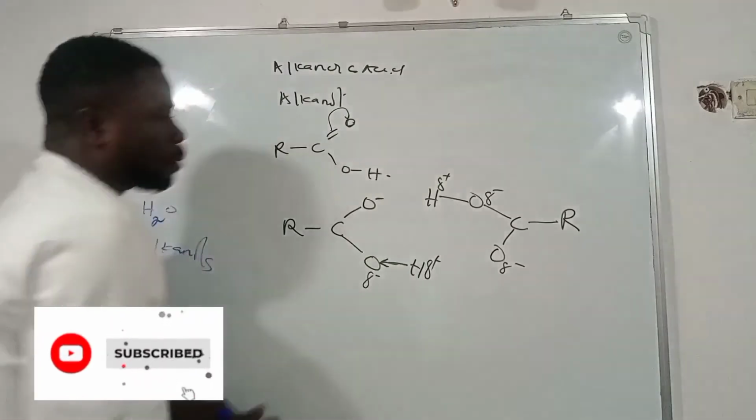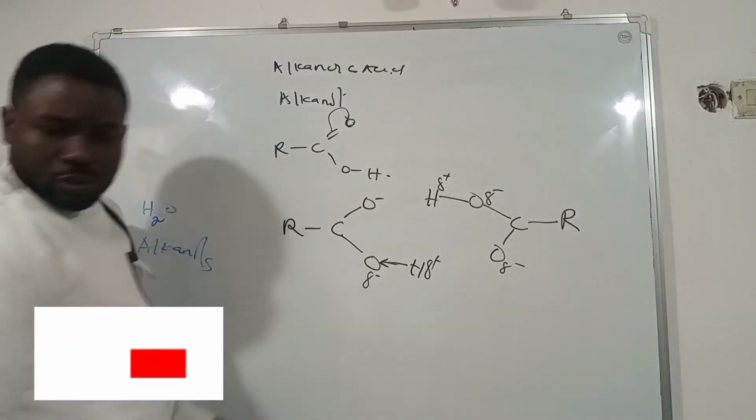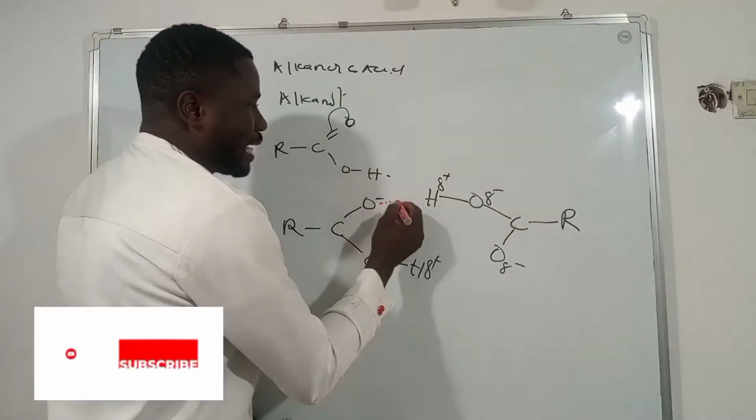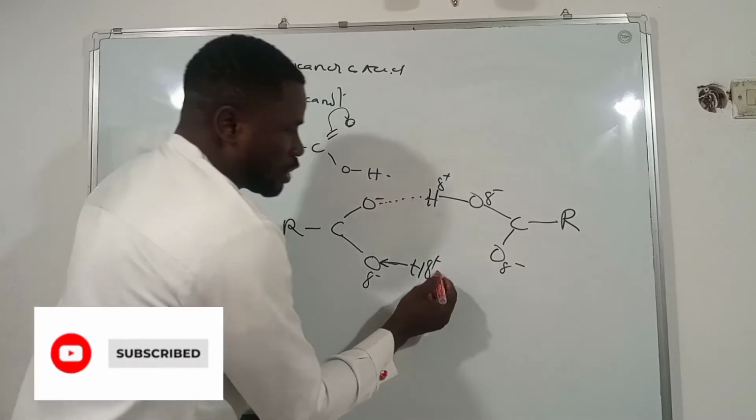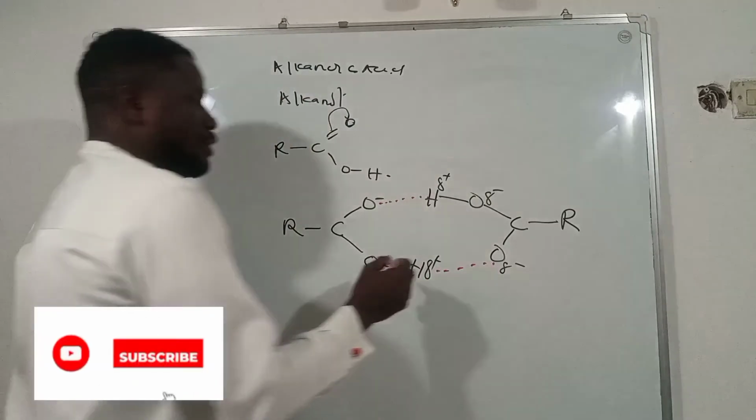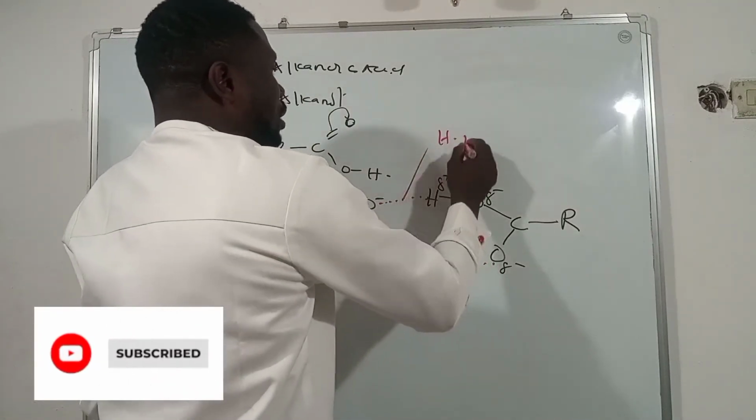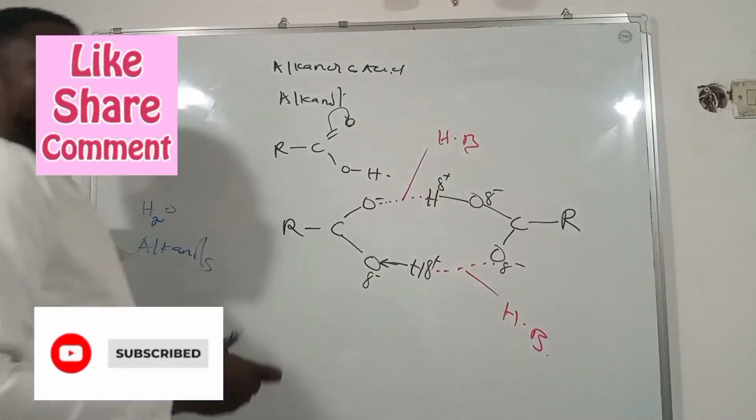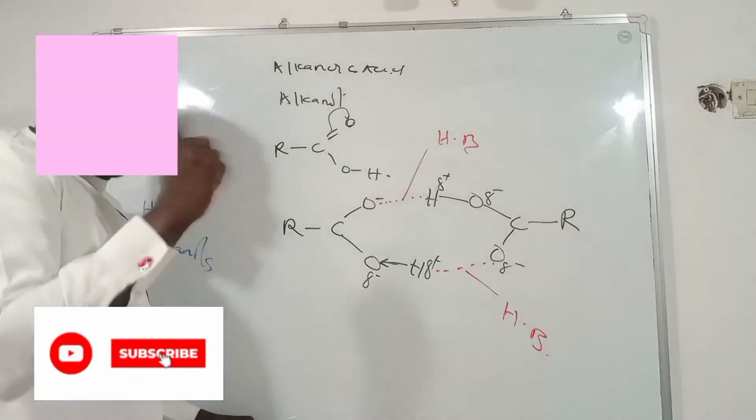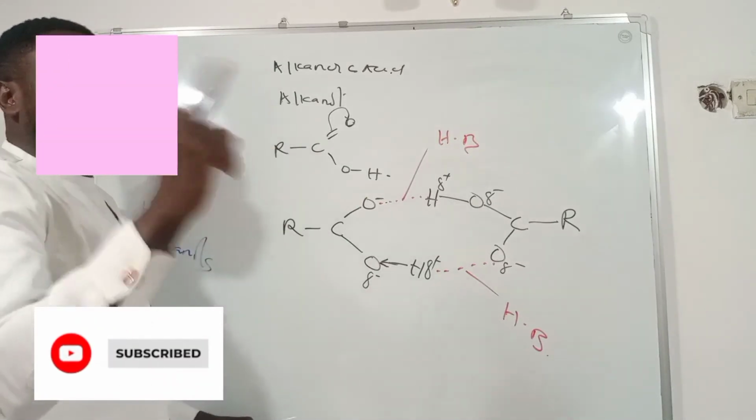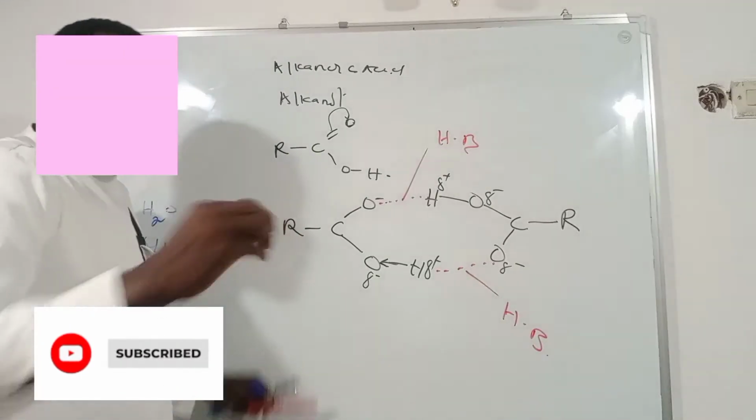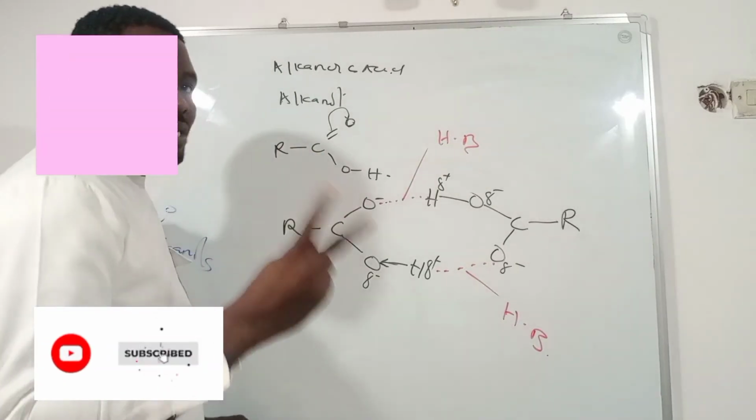And so at this point, there will be interaction: this negative will be attracted to this positive, and this positive will be attracted to this one. At the end of the day, you have this hydrogen bond. This is also a hydrogen bond. It means that when two molecules of alkanoic acid interact, two hydrogen bonds are formed. When two molecules of ethanoic acid interact, two hydrogen bonds are formed.